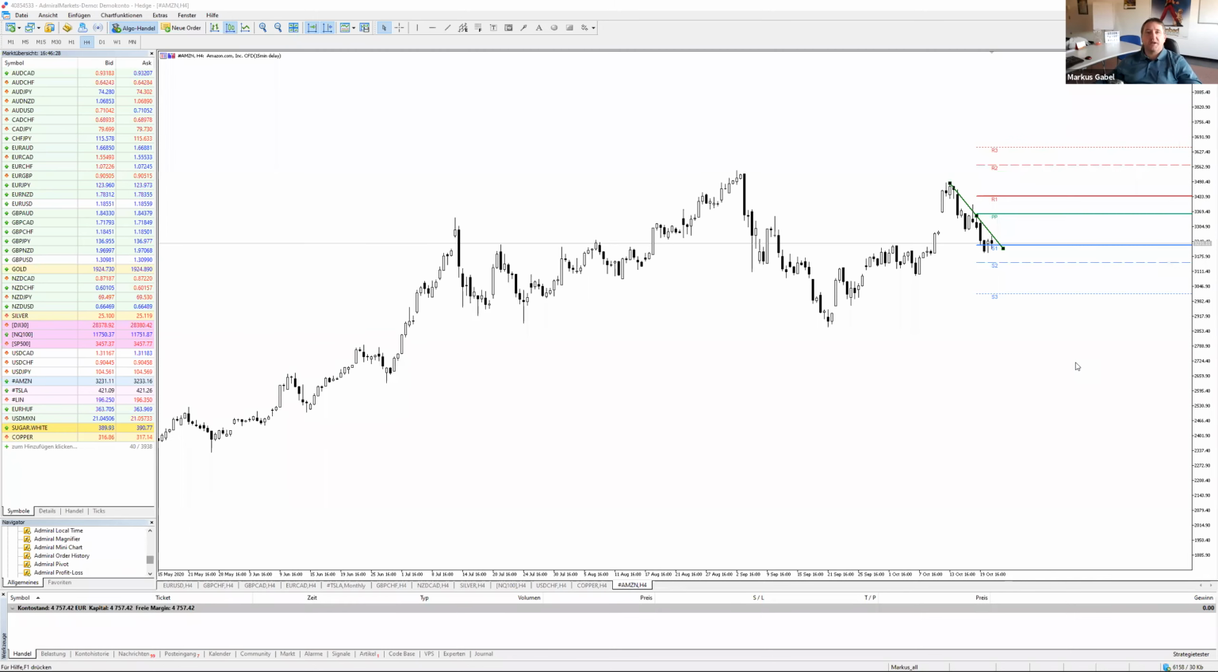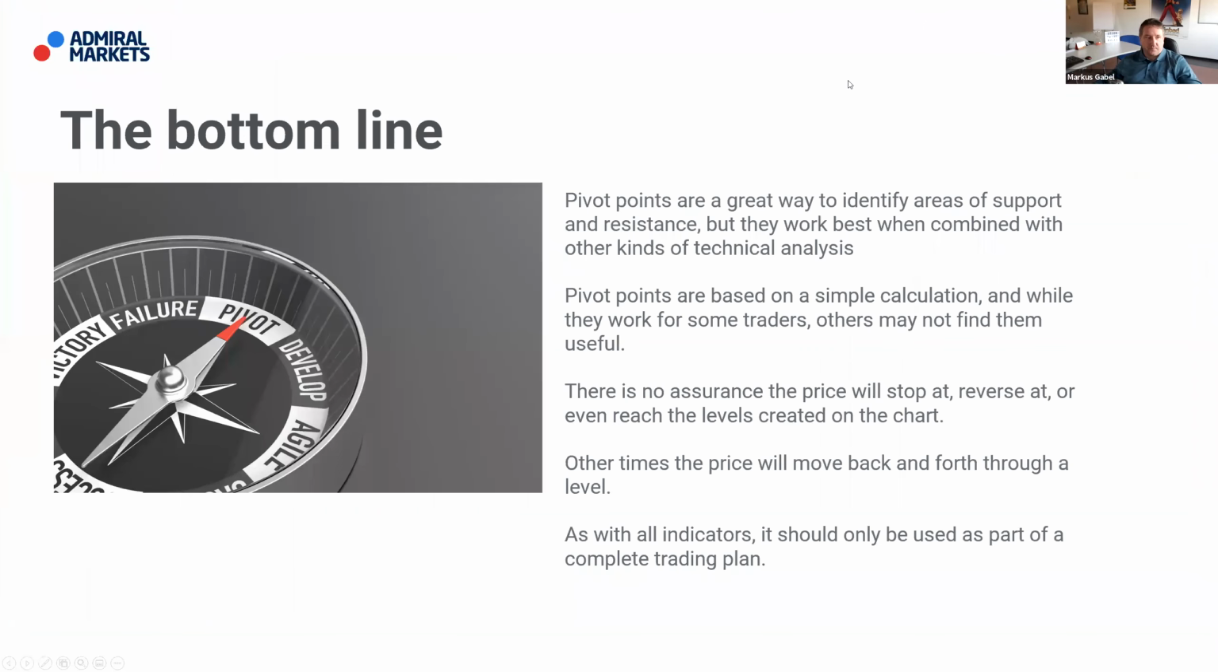So that's a little bit of introduction to how you can use the pivot points, but they are only based, of course, on price. Never forget that. The bottom line of pivot points: they are a great way to identify areas of support and resistance, but they work best when combined with other kinds of technical analysis. First kind of technical analysis, trend. Second one, price. Never forget.